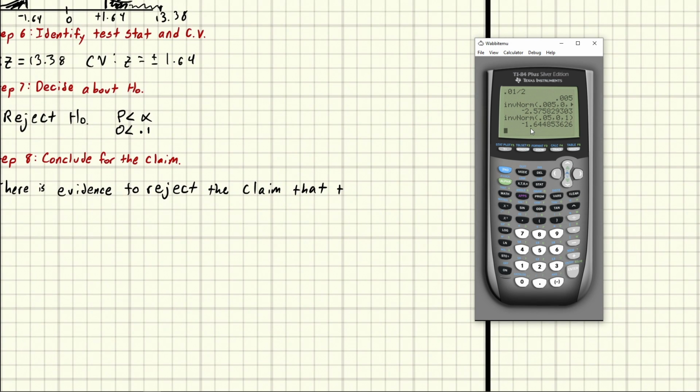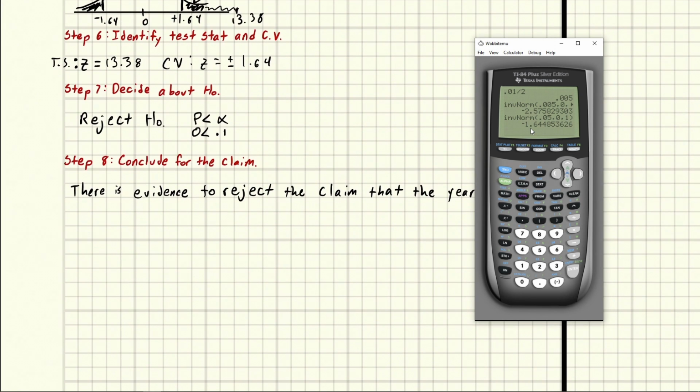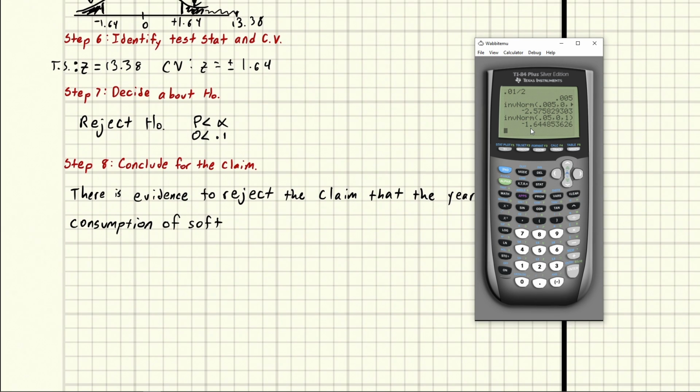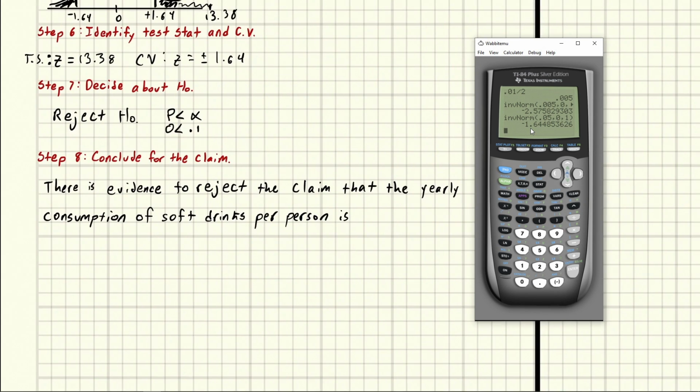So that the yearly consumption of soft drinks per person is 50 gallons.